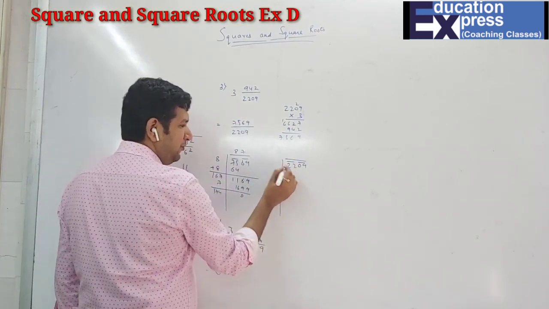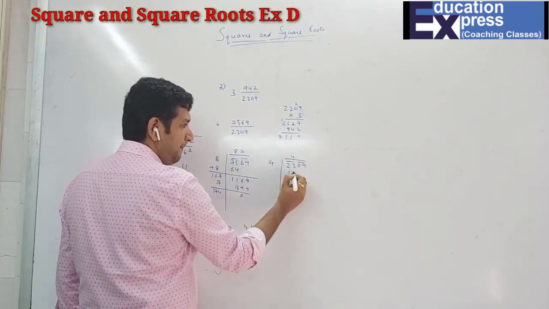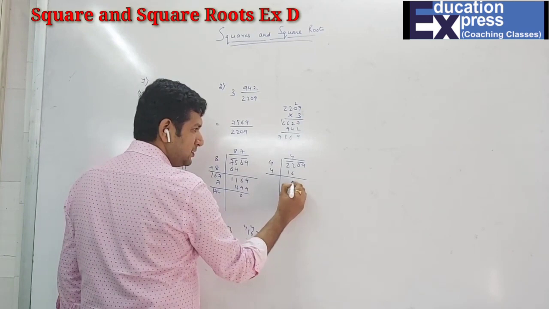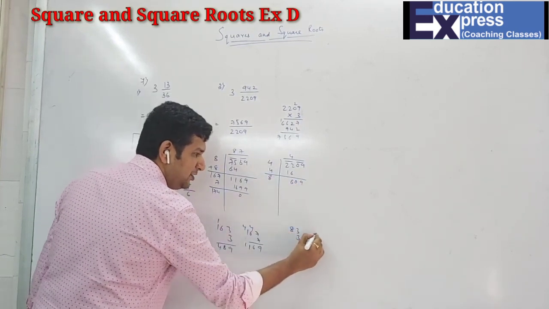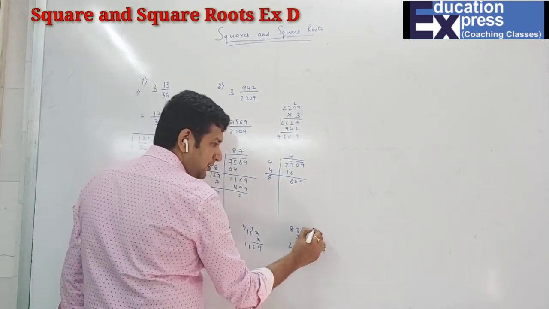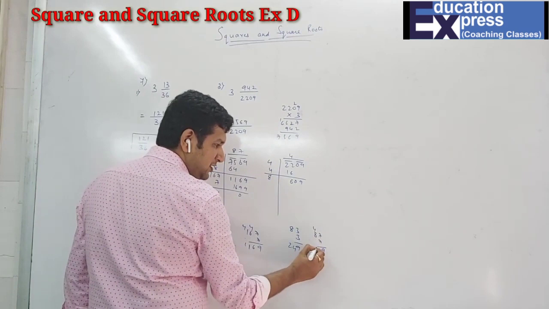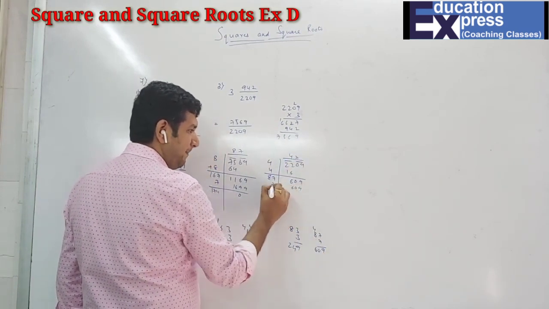Again 22. Before 22, what square comes? 4 fours are 16. Then 609. Again the same thing, either 3 or 7 at the end. 9249 is not possible. 9 sevens are 49, 7 eights are 56, 60, yes, possible. So 47 times 47 is 2209.